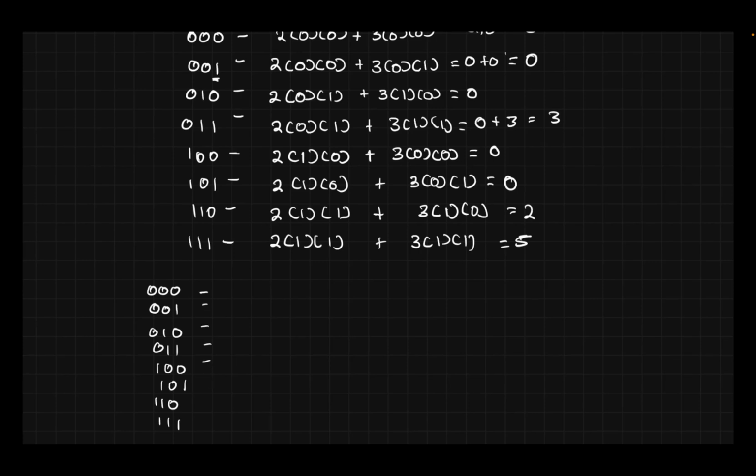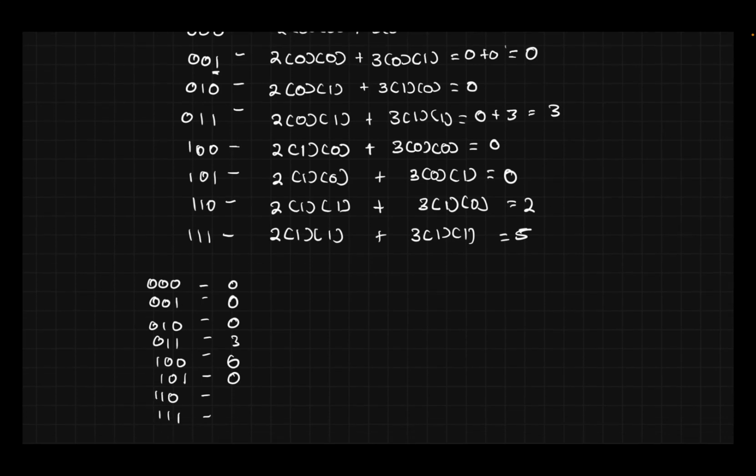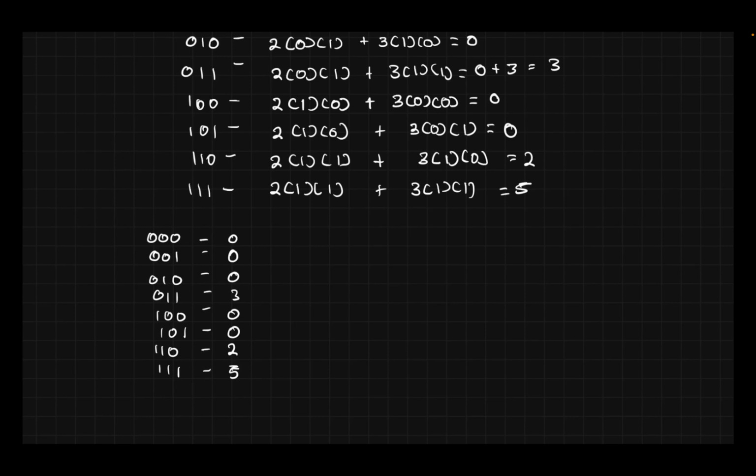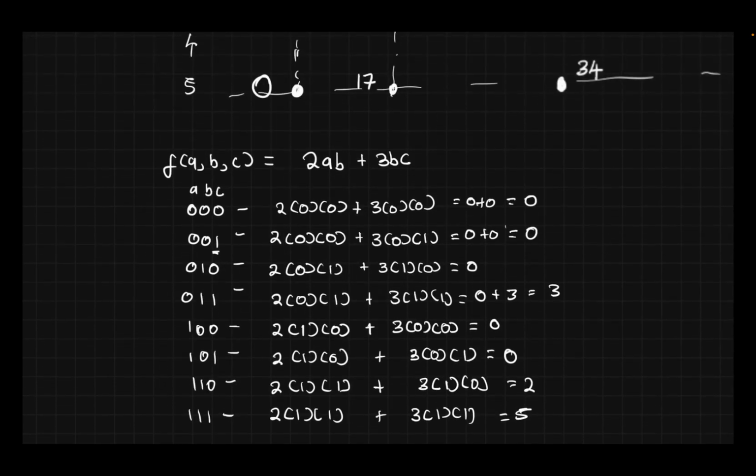So this is 0, 0, 0, 3, 0, 0, 2. Me and Francis have memorized this particular evaluation because we have used it so much. That's why I said this is a famous polynomial: we have used it so much that we memorized it. So this is the evaluation form of 2ab plus 3bc.